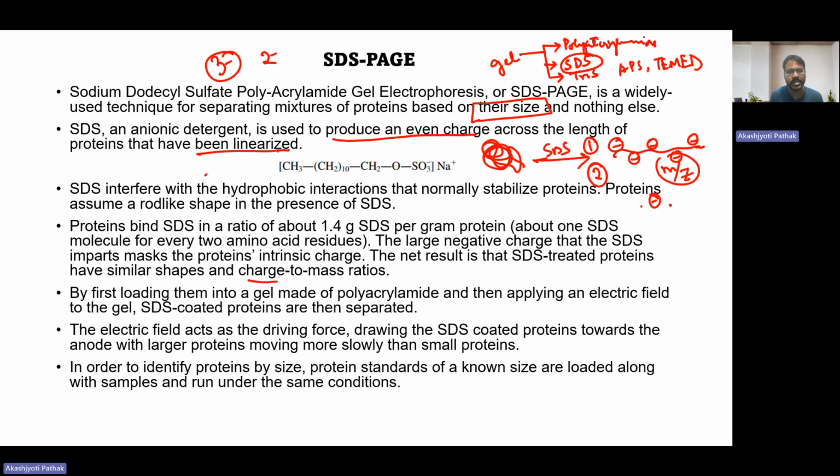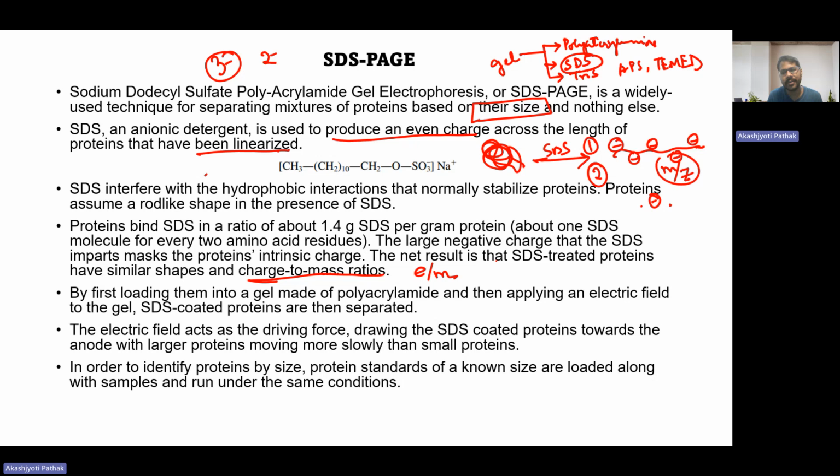So it has a similar charge to mass ratio, the e by m ratio, we can say. So the e by m ratio will be the same for all the different proteins present in your sample. Depending on the mass, it will have more charge. So actually, we do not say that the mass is the same. We say that the charge to mass ratio is the same.